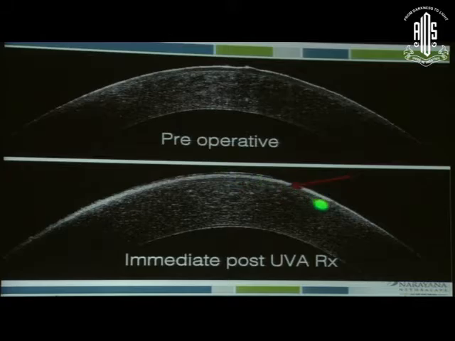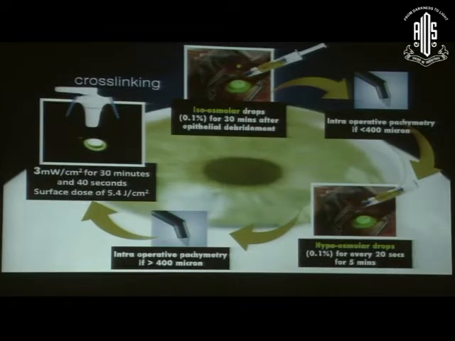Let's look at this factor, less than 400 and more than 400 microns. Transepithelial, I'm not going into this, it's failed everywhere, it's failed with me, and there's absolutely no role for this. But if you still want to do a transepithelial, this is the protocol. Use two types of drops, one with BAK for 90 seconds for 4 minutes, and then use the regular isotonic riboflavin, and then use the highest energy that you have. But what really happens is you're only cross-linking the epithelium, which is of no use.